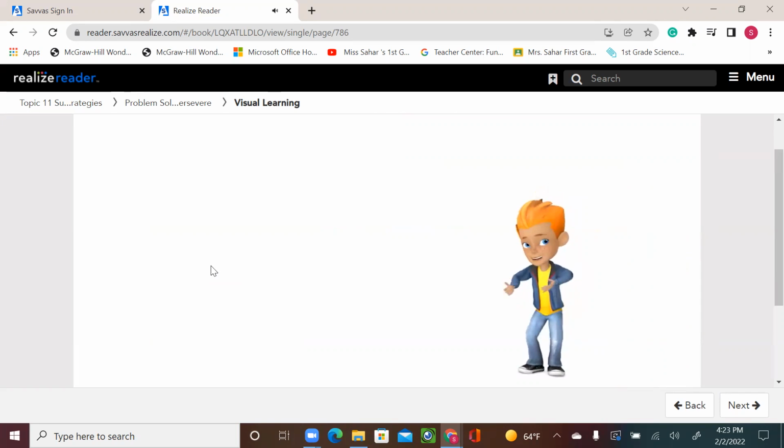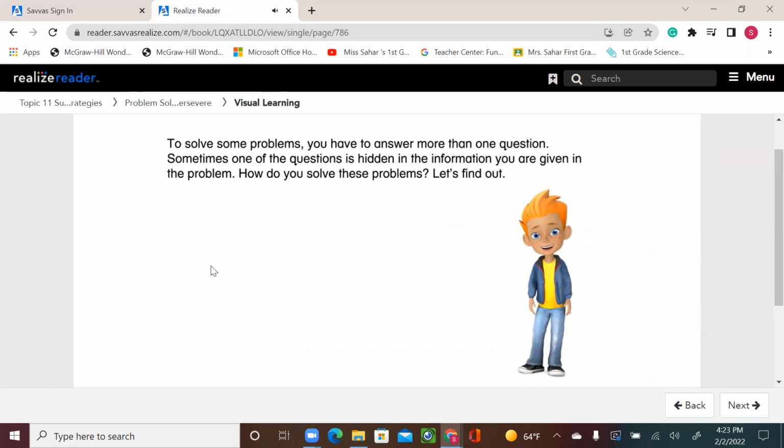Sometimes a hint can help you solve a problem. To solve some problems, you have to answer more than one question. Sometimes one of the questions is hidden in the information you are given in the problem. How do you solve these problems? Let's find out.